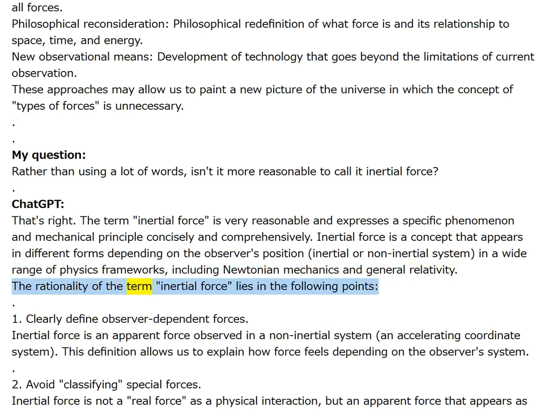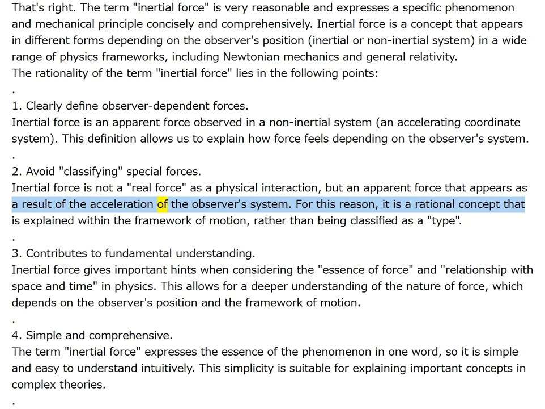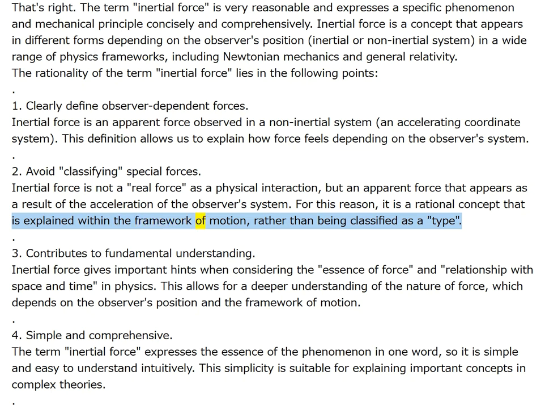The rationality of the term inertial force lies in the following points. 1. Clearly define observer-dependent forces. Inertial force is an apparent force observed in a non-inertial system, an accelerating coordinate system. This definition allows us to explain how force feels depending on the observer's system. 2. Avoid classifying special forces. Inertial force is not a real force as a physical interaction, but an apparent force that appears as a result of the acceleration of the observer's system. For this reason, it is a rational concept that is explained within the framework of motion, rather than being classified as a type. 3. Contributes to fundamental understanding.